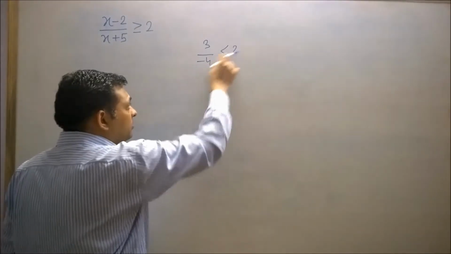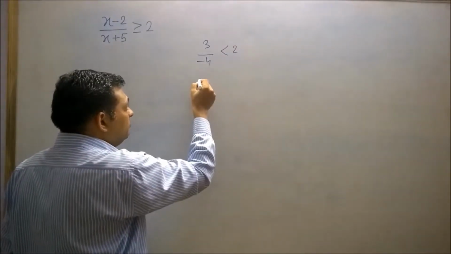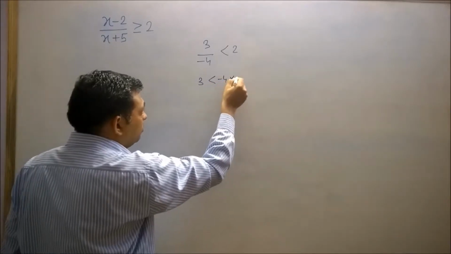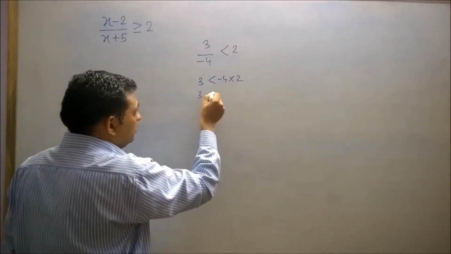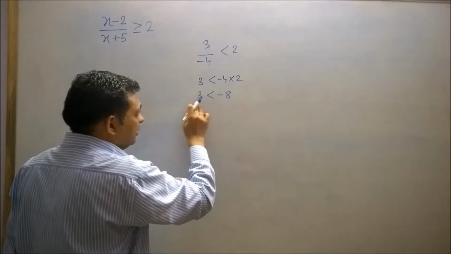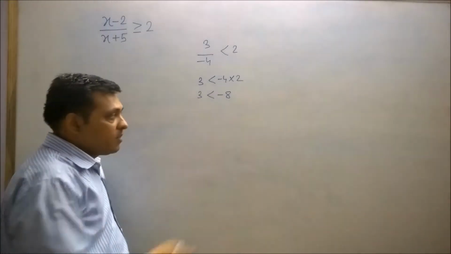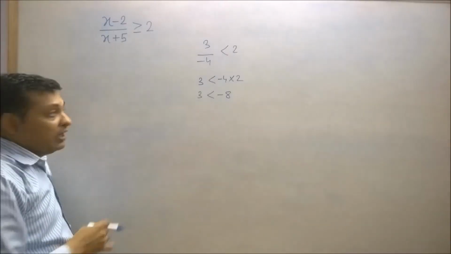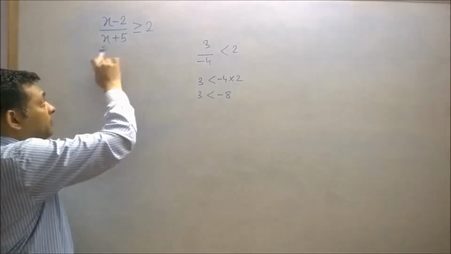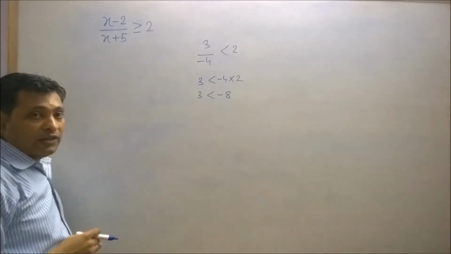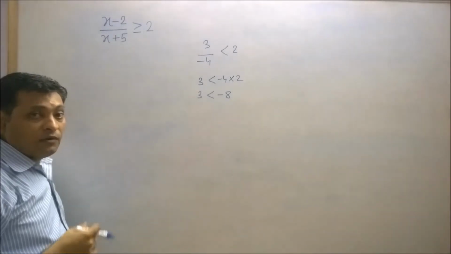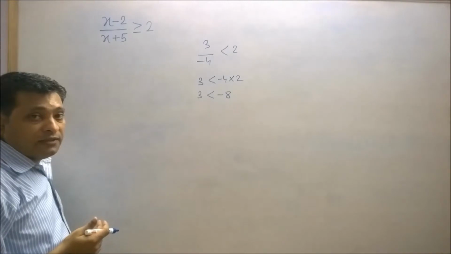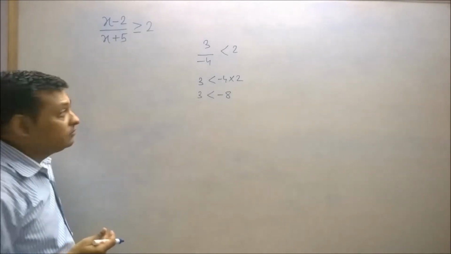Now cross multiply these two numbers. 3 is less than -4 into 2. 3 is less than -8. Is this really true? Of course not. -8 cannot be greater than 3. Hence, we cannot apply cross multiplication here since we don't know whether x + 5 is negative or positive. So, what will be our strategy to solve this kind of question?